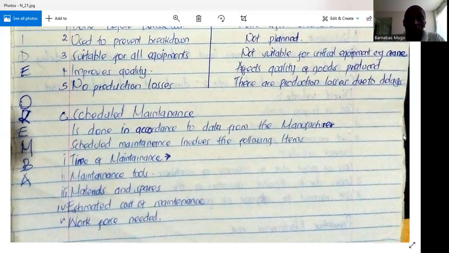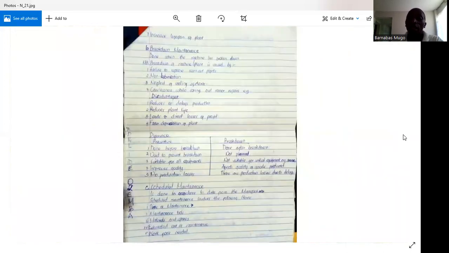Another item that is critical in scheduled maintenance is the maintenance tool. You must have the tools necessary for maintaining. Then materials and repair must be available during the time that you want to do scheduled maintenance. Then the estimated cost of maintenance. You must estimate the cost of maintaining that plant. Then the workforce that is needed is also another item required during scheduled maintenance.